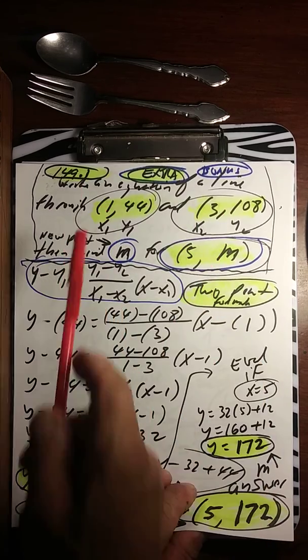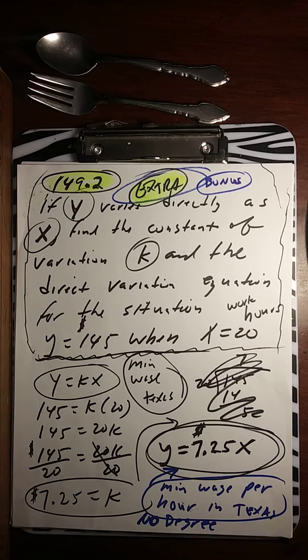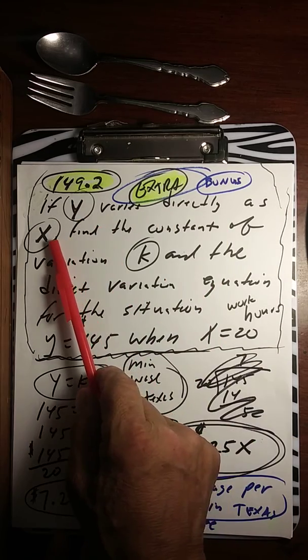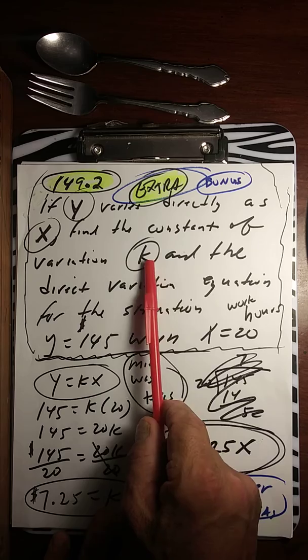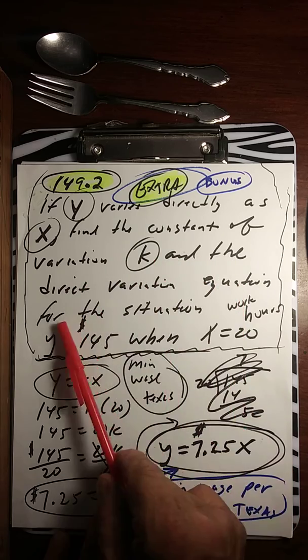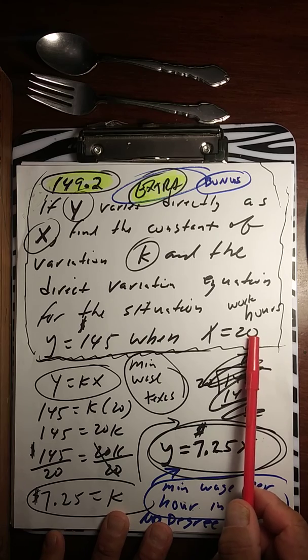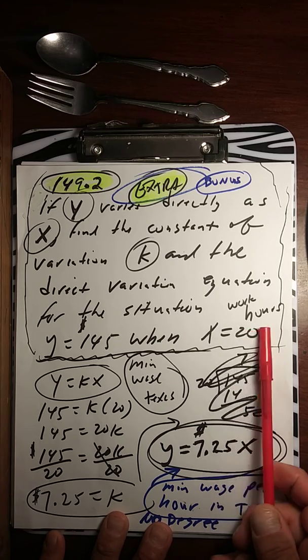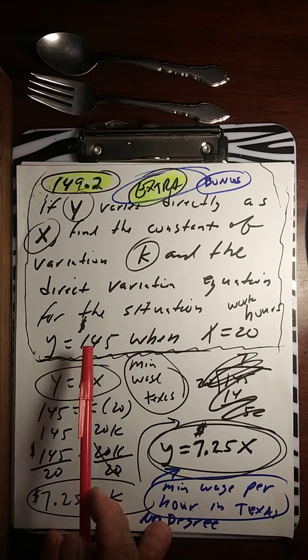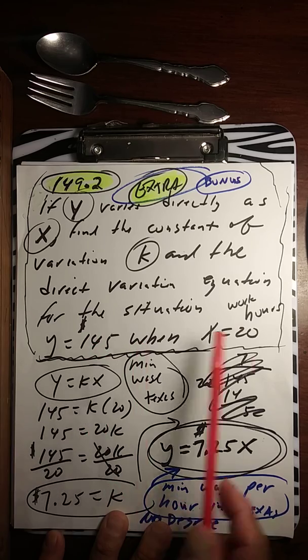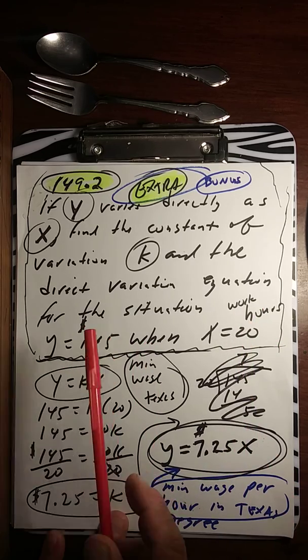And one more bonus, 149.2. If y varies directly as x, find the constant of variation k and the direct variation equation for the situation. So suppose you work 20 hours somewhere, some restaurant or whatever it is, and you make $145. 20 hours, you make $145.